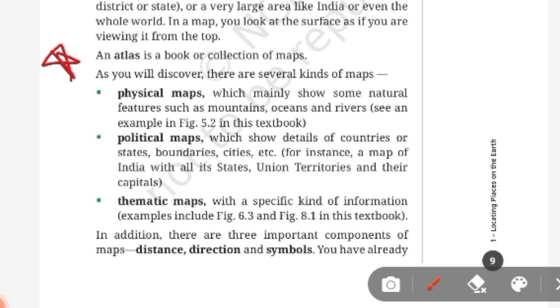As you will discover, there are several kinds of maps. There are three types of map. First is physical map, then political map, and thematic map. So, what is a physical map? A physical map mainly shows some natural features such as mountains, oceans, and rivers.